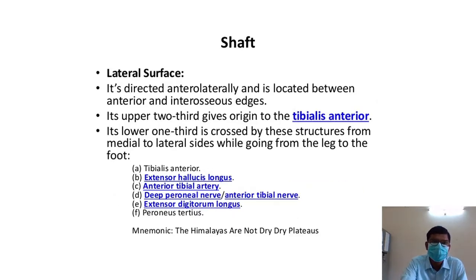in the previous pictures. Coming to the lateral surface, it is directed anterolaterally and is located between the anterior and the interosseous borders. Its upper 2/3 gives origin to the tibialis anterior, and the lower 1/3 is crossed by these structures from medial to lateral sides while going from leg to the foot. These structures are the tibialis anterior, the extensor hallucis longus, the anterior tibial artery, the deep peroneal nerve, otherwise called the anterior tibial nerve, the extensor digitorum longus and the peroneus tertius.